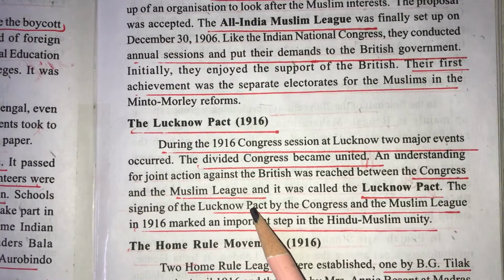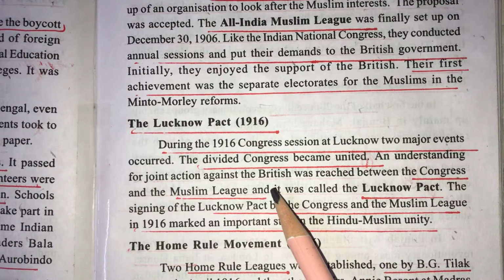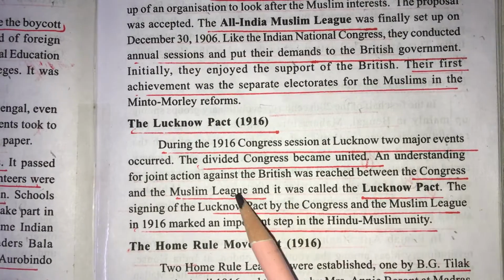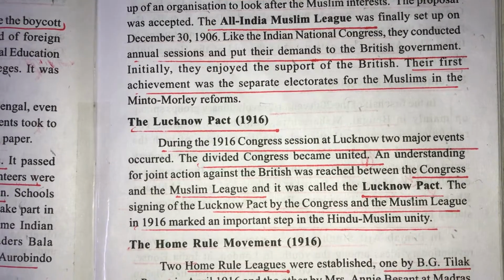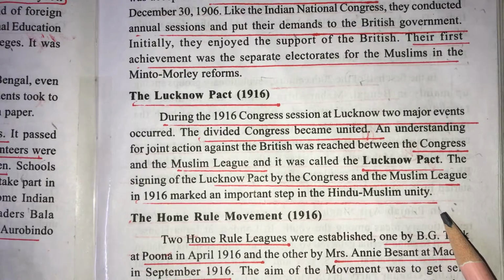So the Congress and the Muslim League came to an understanding on joint action against the British. So this one is the Lucknow Pact.